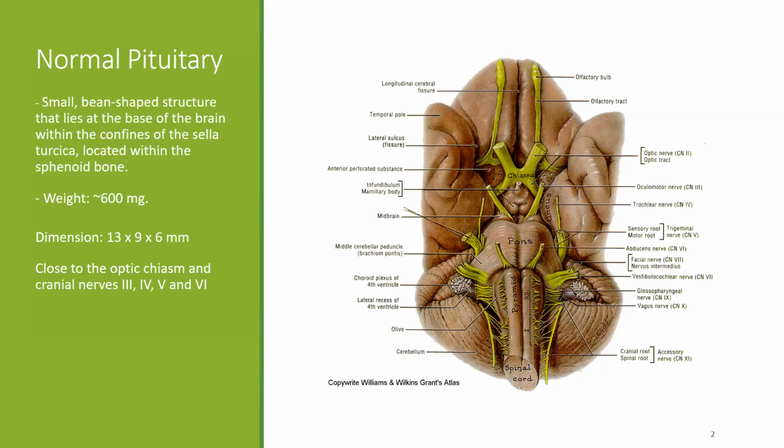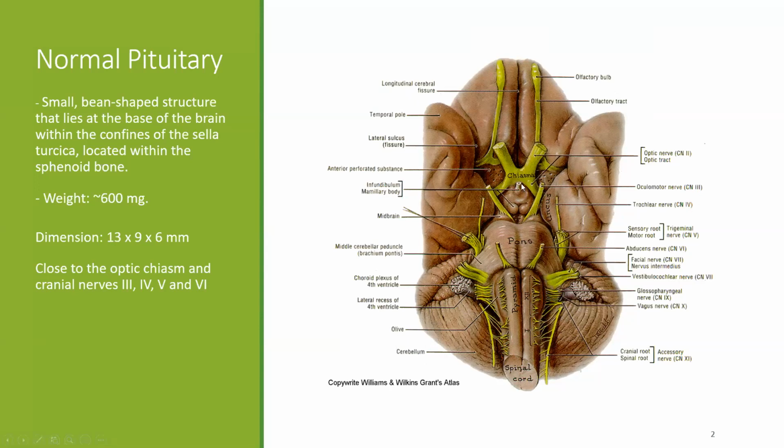It's a small, pea-shaped structure that lies at the base of the sella turcica. Here's the location of the pituitary within the bone. So you know that the sphenoid bone is the one containing the pituitary gland. Remember the weight is about half a gram, 600 milligrams, and the size is around 1.2 centimeters. So it's around 1 centimeter, the regular normal size.